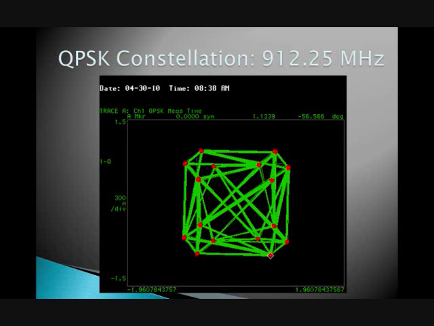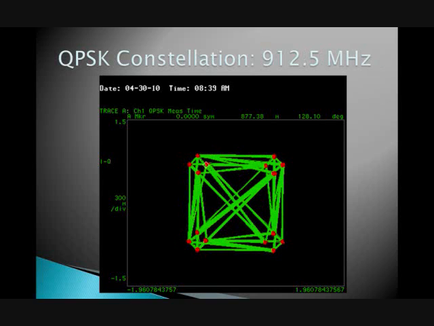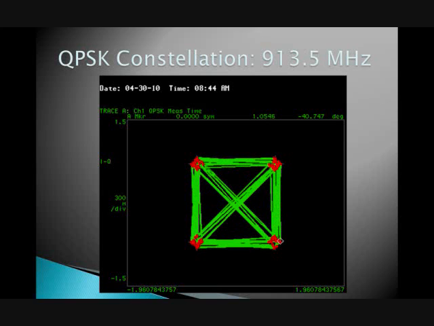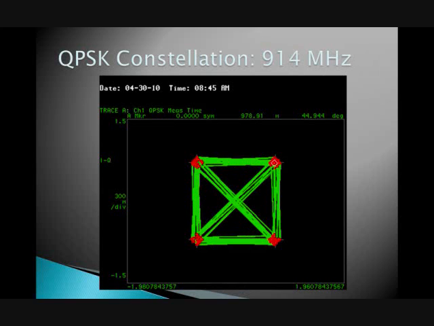These are the QPSK constellation diagrams. As you can see, even at that low frequency, the signal fidelity is still intact. As we move further away from the channel fade, you can see the bits move closer together, resulting in better signal fidelity.